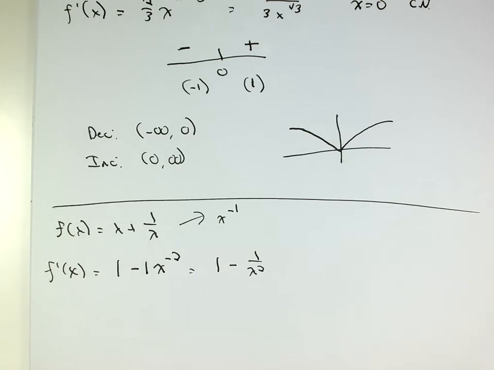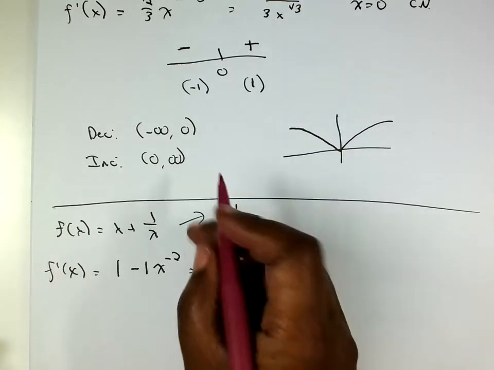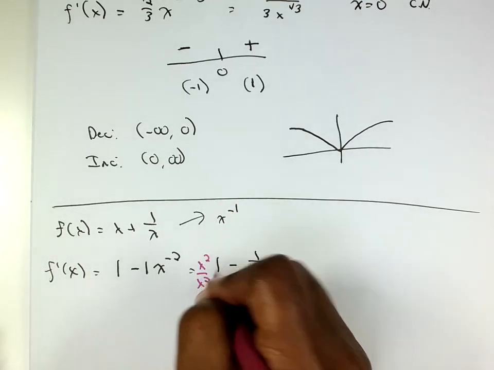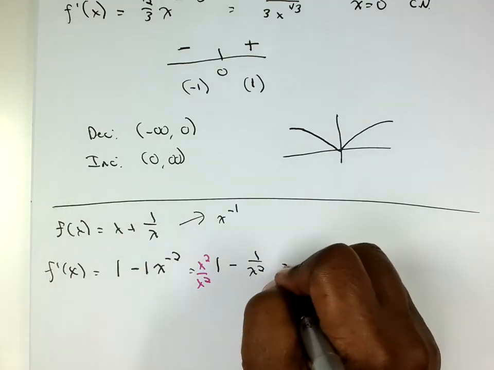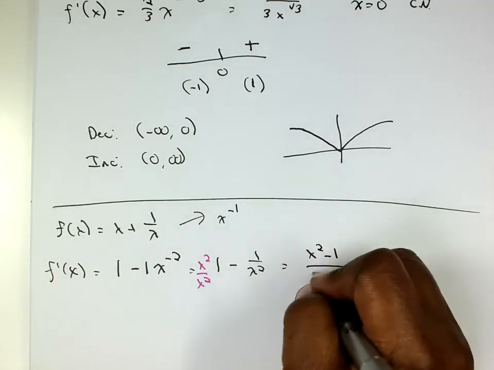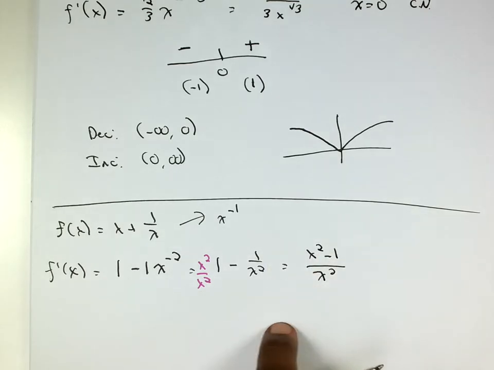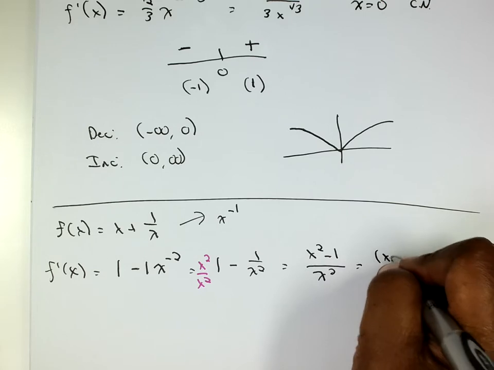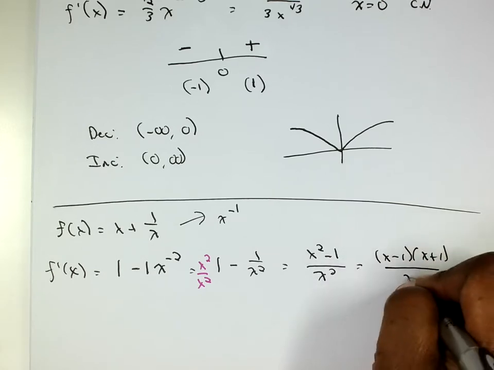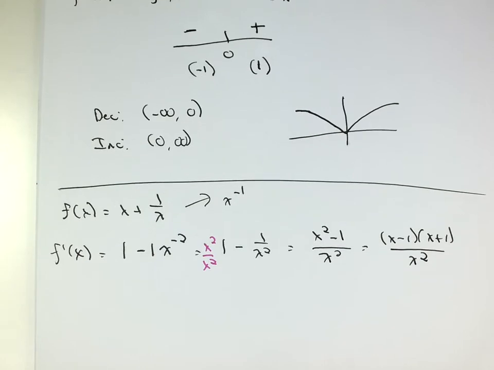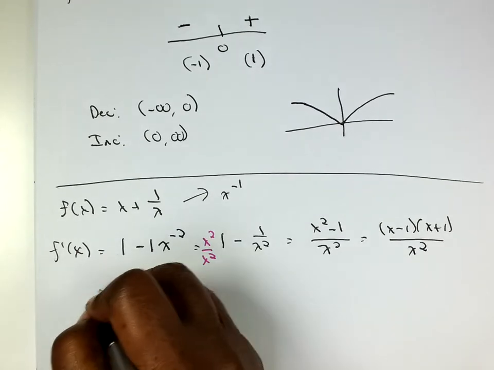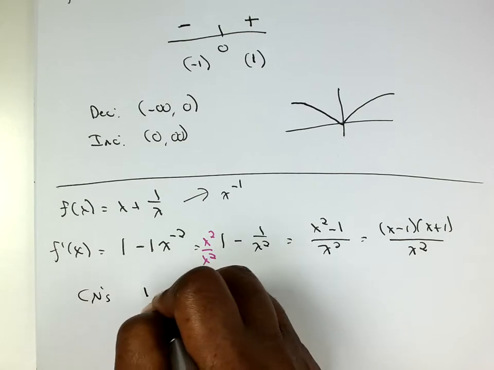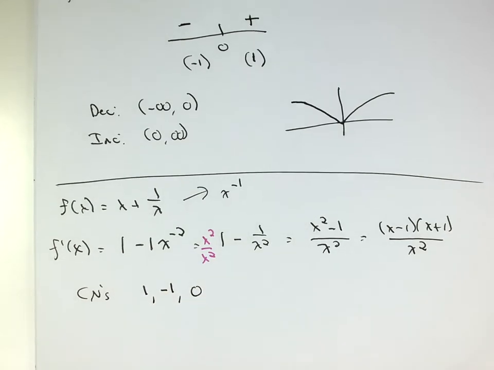Well, I want to know where the function is 0 and undefined. So it's easier if I get a common denominator and actually combine these two. So I'm going to multiply this first one by x squared over x squared. And that gives me x squared minus 1 when I put these two together, and then the denominator is x squared. So I can factor that numerator. And I end up with x minus 1 times x plus 1 over x squared. So my critical numbers are 1, -1, and 0.